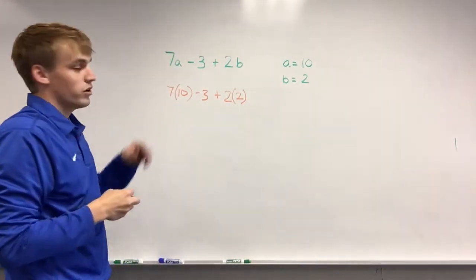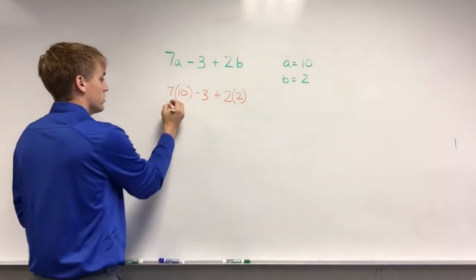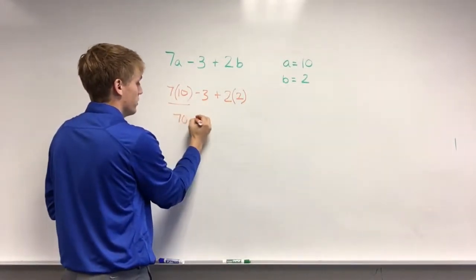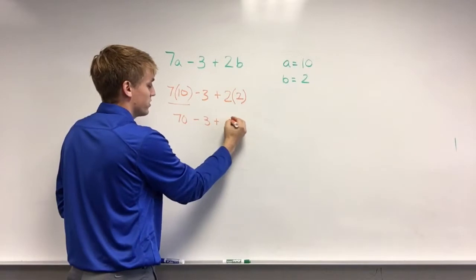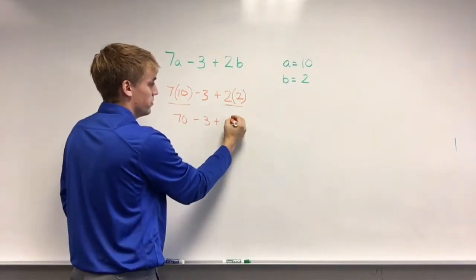Now we're going to multiply. 7 times 10 is 70, minus 3 plus 2 times 2 is 4.